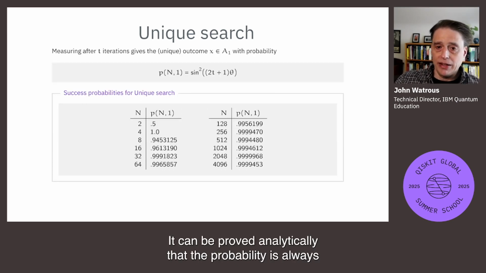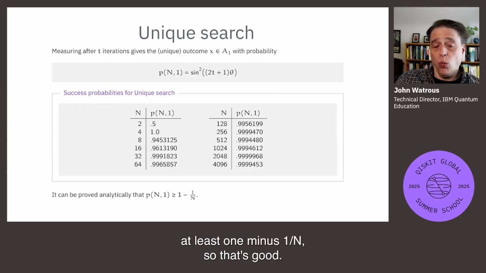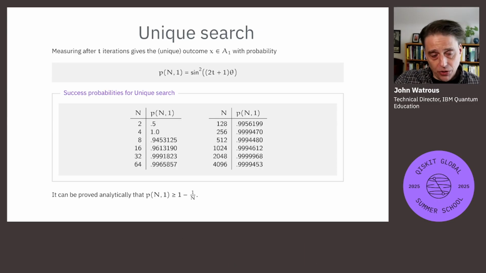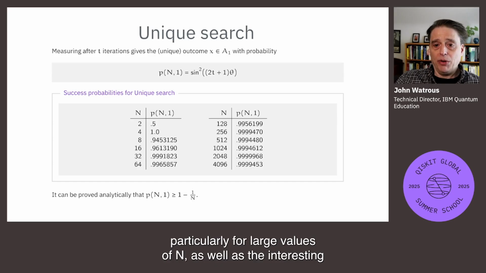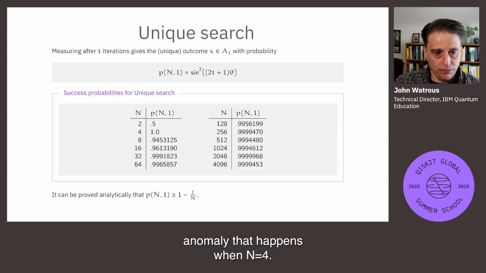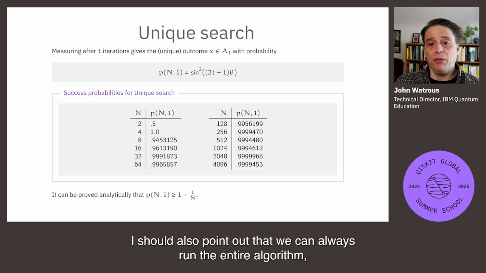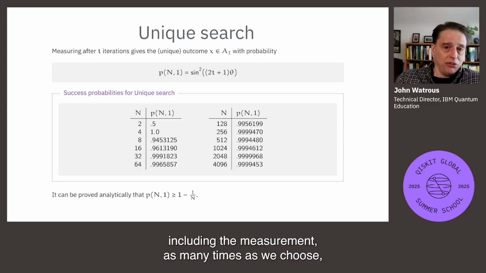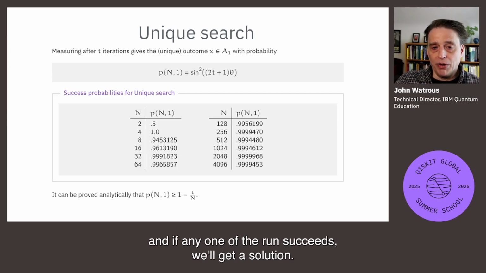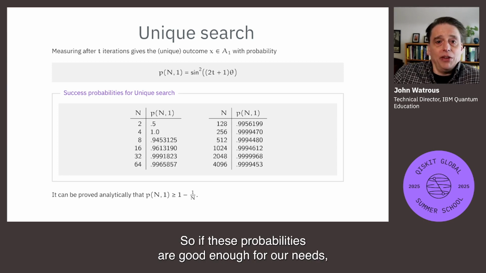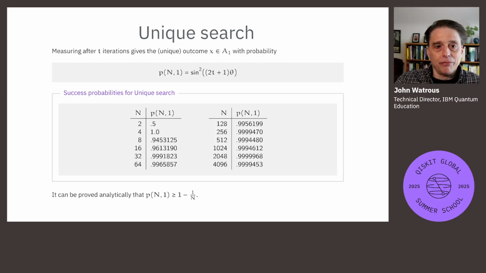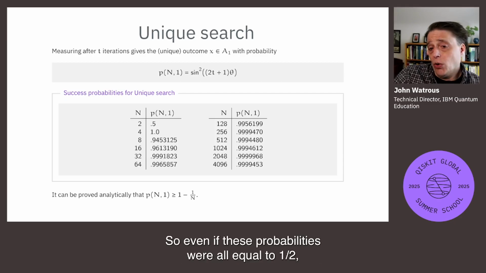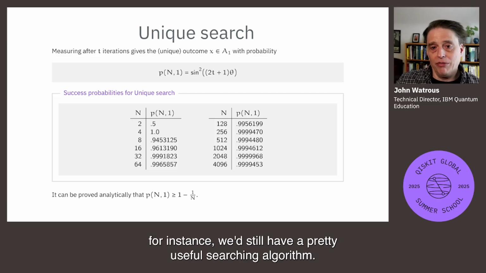It can be proved analytically that the probability is always at least 1 minus 1 over n. So that's good. The algorithm isn't perfect. We're not guaranteed to get a solution, but it is quite likely, particularly for large values of n, as well as the interesting anomaly that happens when n is equal to 4. I should also point out that we can always run the entire algorithm, including the measurement, as many times as we choose, and if any one of the runs succeeds, we'll get a solution. So if these probabilities aren't good enough for our needs, we can easily boost them just by running the algorithm again. So even if these probabilities were all equal to 1/2, for instance, we'd still have a pretty useful searching algorithm.